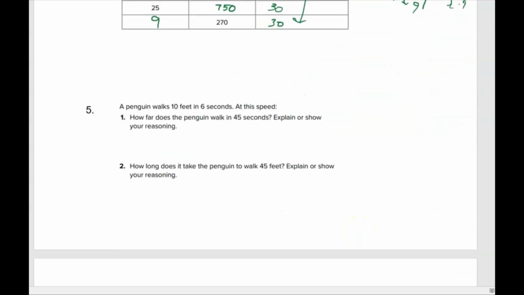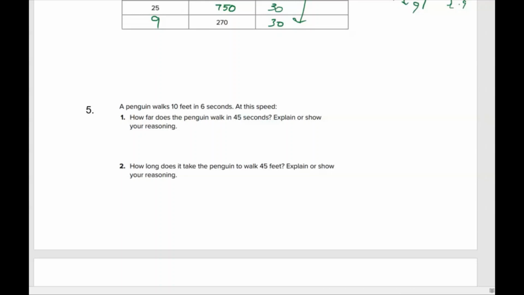Moving on, number 5 tells us that a penguin walks 10 feet in 6 seconds. At this speed, how far does the penguin walk in 45 seconds? Explain or show. And how long does it take the penguin to walk 45 feet?